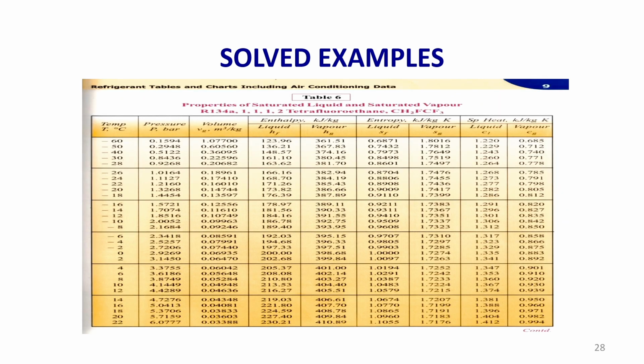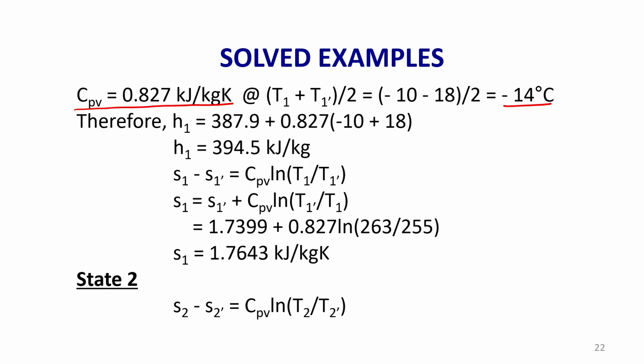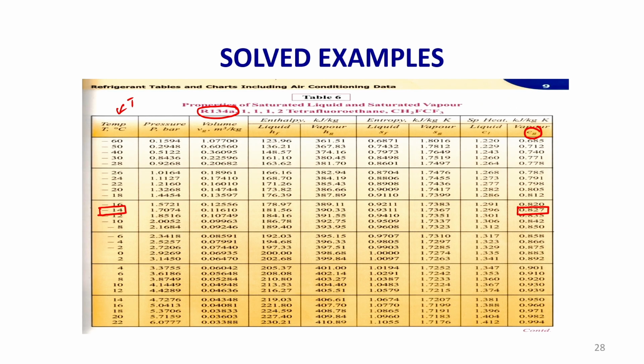So we have got minus 14. This is the temperature, this is the R134a table, same refrigerant, and this is Cp of vapor, 0.827, which is what I have taken. So this is one difference, of course. Then we can find H1. H1 dash has no change. How have I taken H1 dash? H1 dash is the same value corresponding to minus 18.